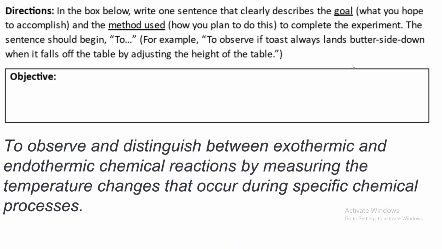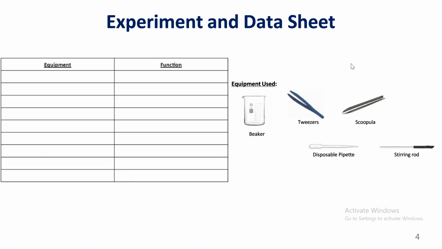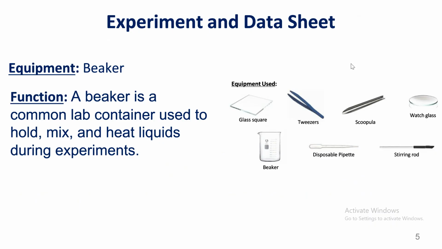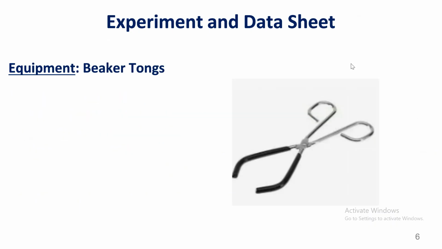So, as always, before we start the experiment, we are going to list the equipment that we are going to be needing for this experiment as well as their function. So we're going to start off with the beaker. As you notice, the beaker has been with us since the beginning. The beaker is a common lab container used to hold, mix, and heat liquids during experiments. Pause the video and fill your equipment table.